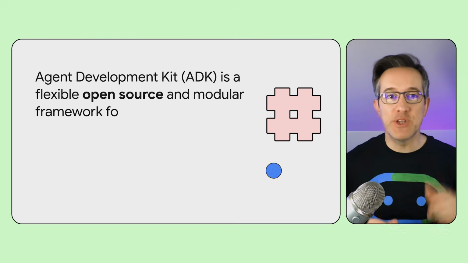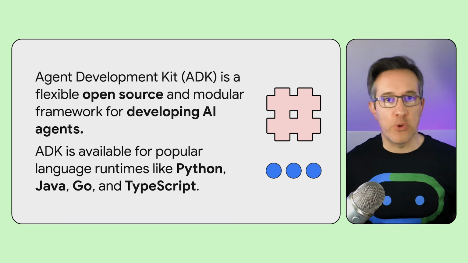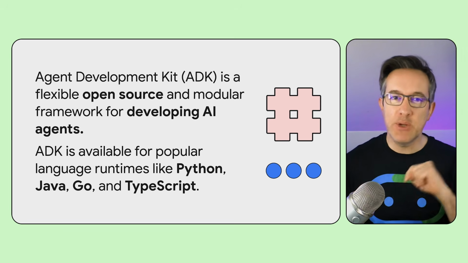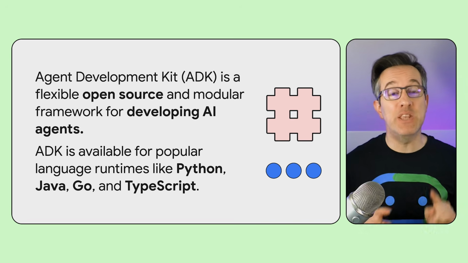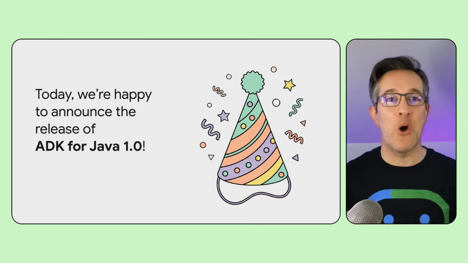Hello Java developers! By now you're certainly familiar with the open source Agent Development Kit framework created by Google, which allows you to create your own AI agents. It's been available for different programming languages including Python, Java, Go and TypeScript. And today we're going to focus on some big news for the Java runtime. We're happy to announce the release of ADK for Java 1.0.